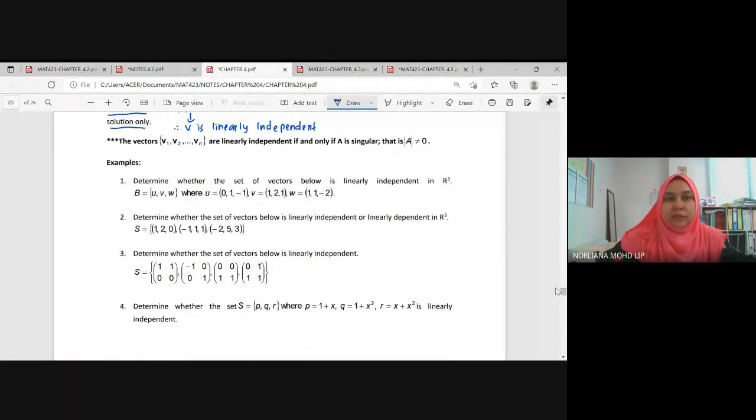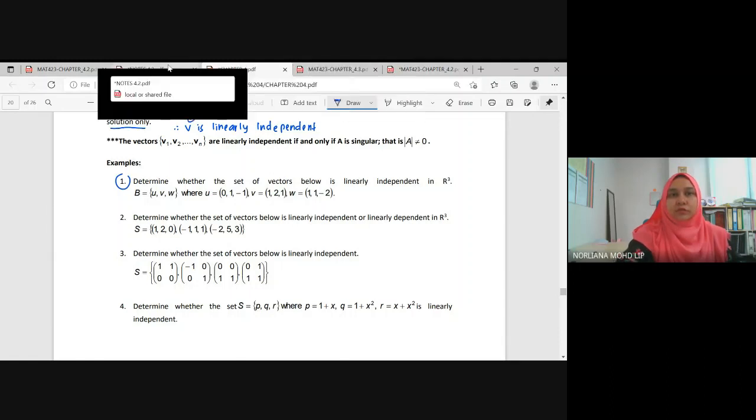Okay, look at the example. Example 1. Determine whether the set of vectors below is linearly independent in R3, where B is equal to U, V, W, where U, V, and W are vectors in 3-space. I will show two ways to prove whether the set is linearly independent in R3 or not.